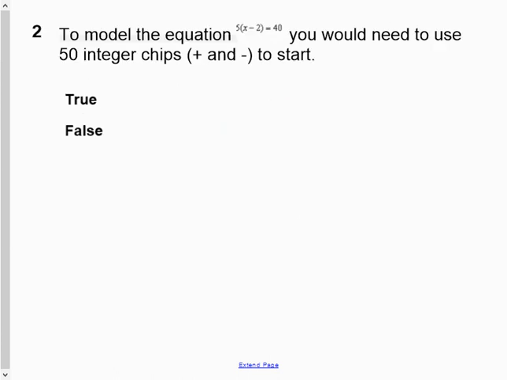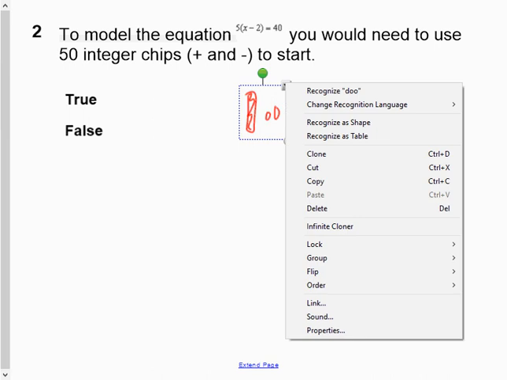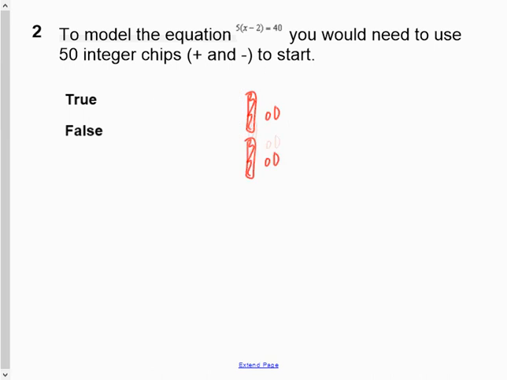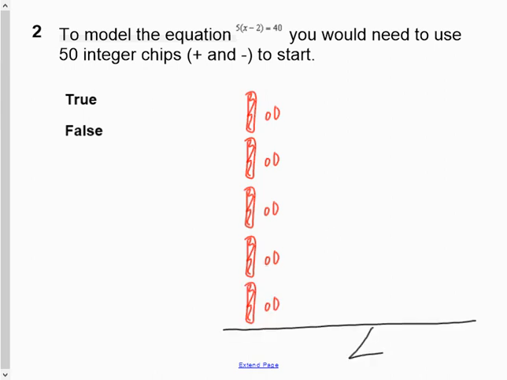In the second question, to model the equation 5 times x minus 2 equals 40, you would need to use 50 integer chips, positive and negative, to start. Well, if I think about what this would be, x minus 2, so there's an x and a minus 2, and I have 5 of those, so I'm going to infinite clone that. So double it, triple it, quadruple it, multiply it by 5. I would have my modeling over here, and then I would have 40.